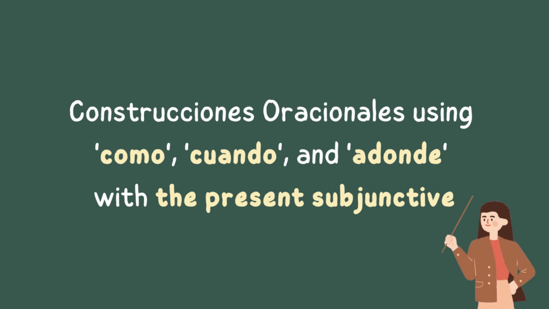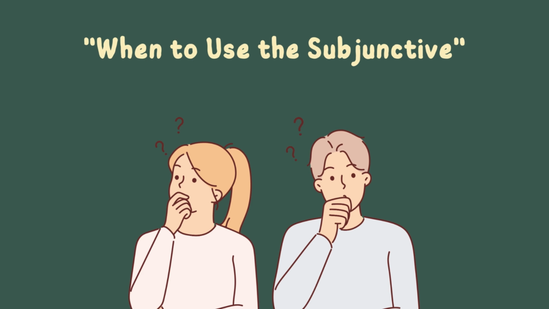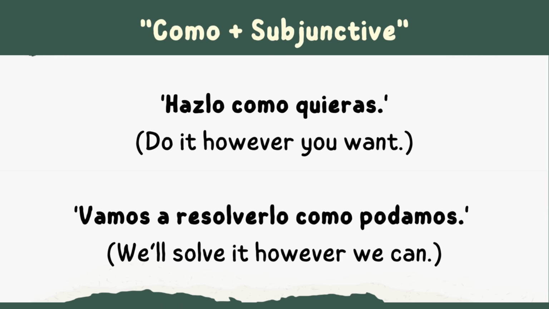Today, we're going to talk about Construcciones Oracionales using como, cuando, and adonde with the present subjunctive. These constructions are important for expressing uncertainty, conditions, and purpose in Spanish. Let's get started! First, let's quickly review when to use the subjunctive. The subjunctive mood is used to express doubt, uncertainty, wishes, emotions, and hypothetical situations. Now, let's see how we use it with como, cuando, and adonde.